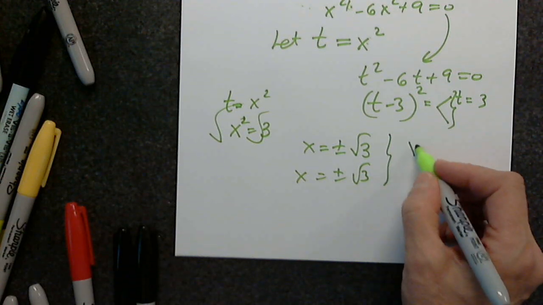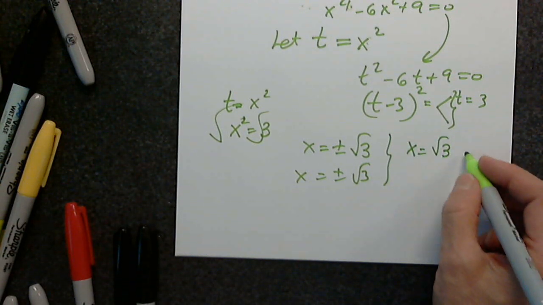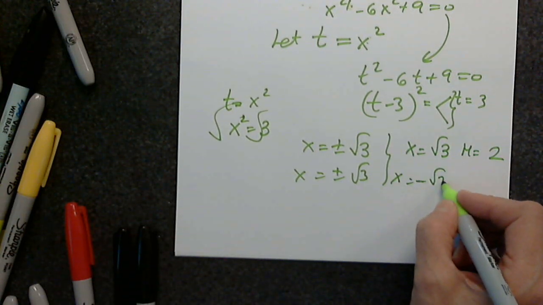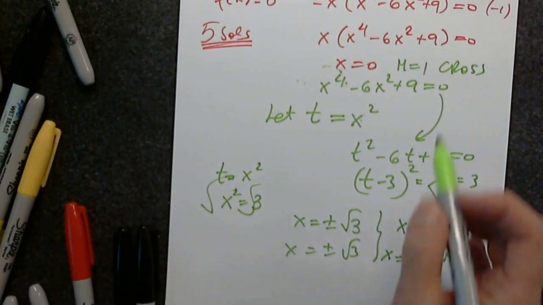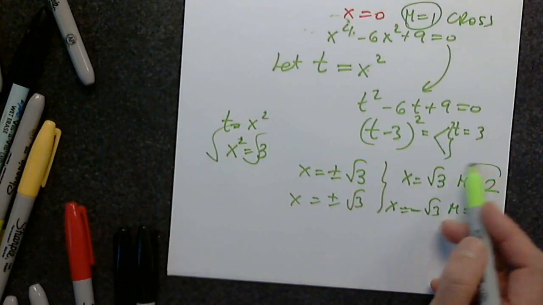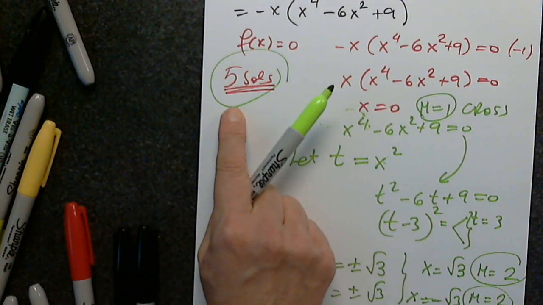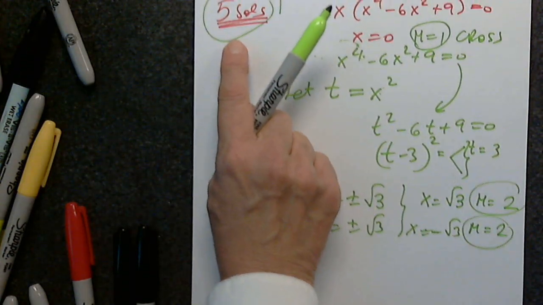So from here, it's very clear that I have x equals the square root of 3. How many times? Multiplicity 2. And negative the square root of 3, multiplicity 2. Now let's count multiplicities: 1 plus 2 plus 2. Do I get 5 solutions? Multiplicity 1 plus 2 plus 2 is indeed 5 solutions.